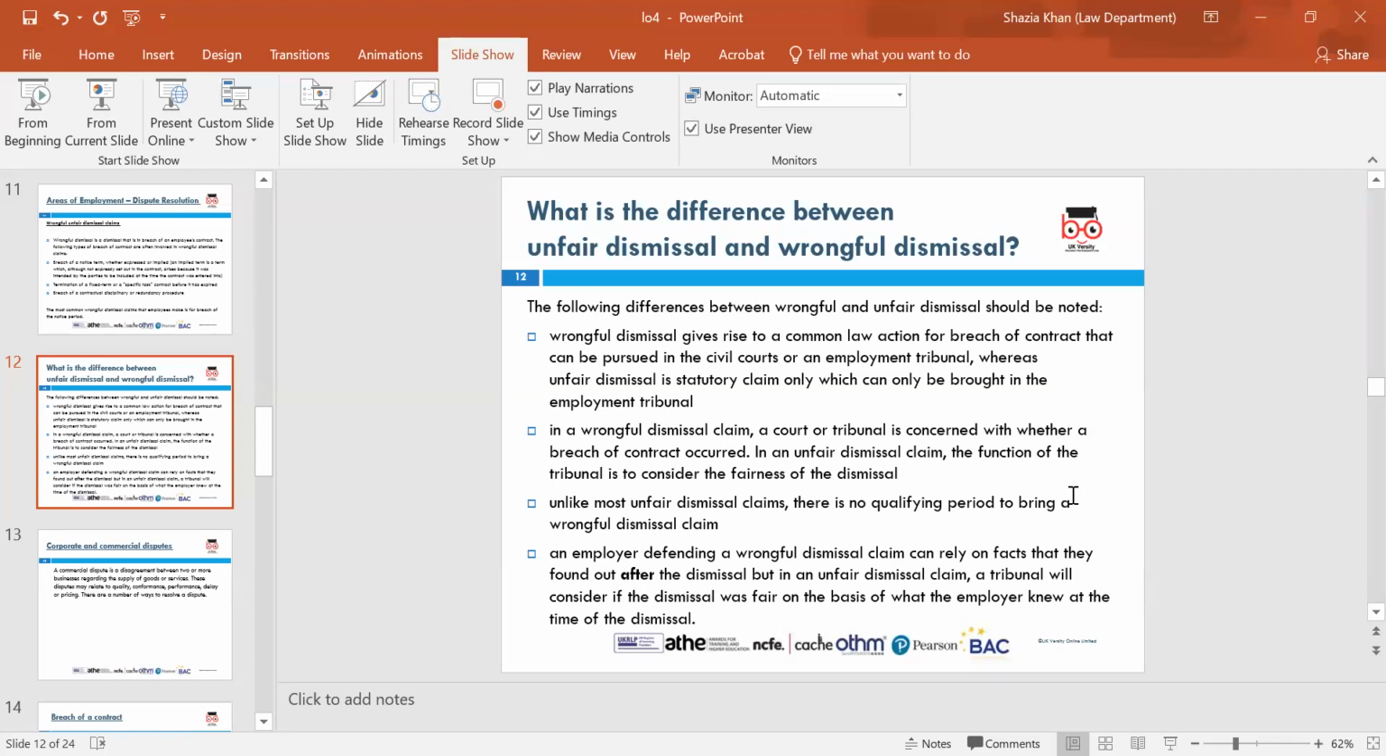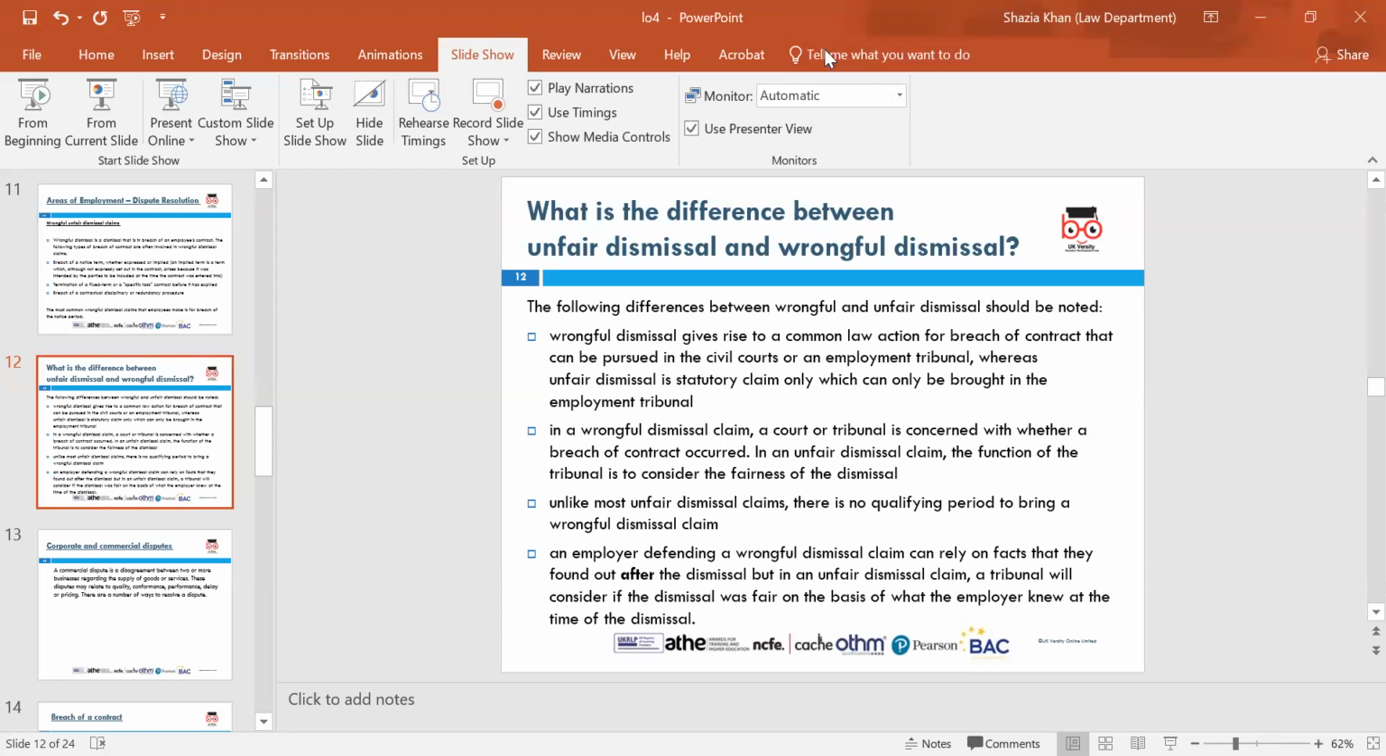In an unfair dismissal claim, the function of the tribunal is to consider the fairness of the dismissal. Unlike most unfair dismissal claims, there's no qualifying period to bring a wrongful dismissal claim. An employee defending a wrongful dismissal claim can rely on facts that they found out after the dismissal, but in the unfair dismissal claim, a tribunal will consider if the dismissal was fair on the basis of what the employer knew at the time of the dismissal.